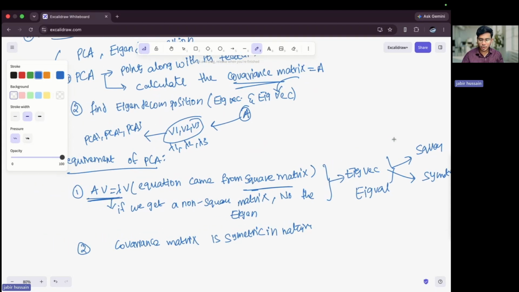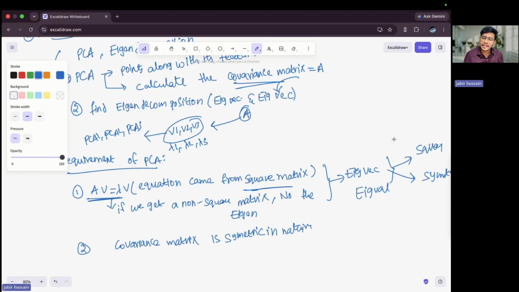Without this, let's imagine a case where the matrix you have is a non-square matrix. If you have a non-square matrix in the first place, then you cannot find eigen decomposition. When you can't find eigen decomposition, there will be no eigenvectors and eigenvalues, right? When there are no eigenvectors and eigenvalues, then you cannot get PCA lines. And once you don't have PCA lines, then you cannot tell what is the pattern associated with that n-dimensional space.